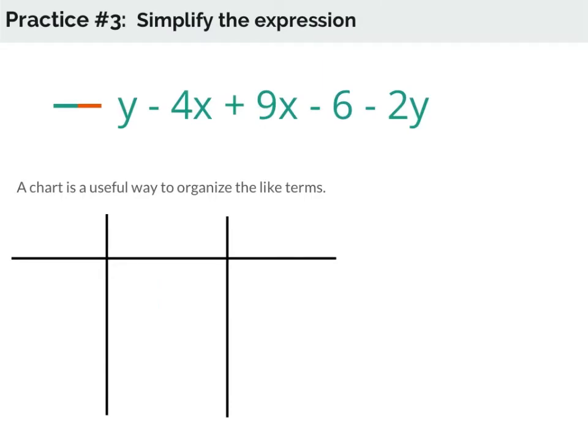Here we are at practice problem number 4. Y minus 4x plus 9x minus 6 minus 2y. I want you to try this one on your own. Do the best that you can. Remember the example that we just went over, and then press play again to see if you are right.